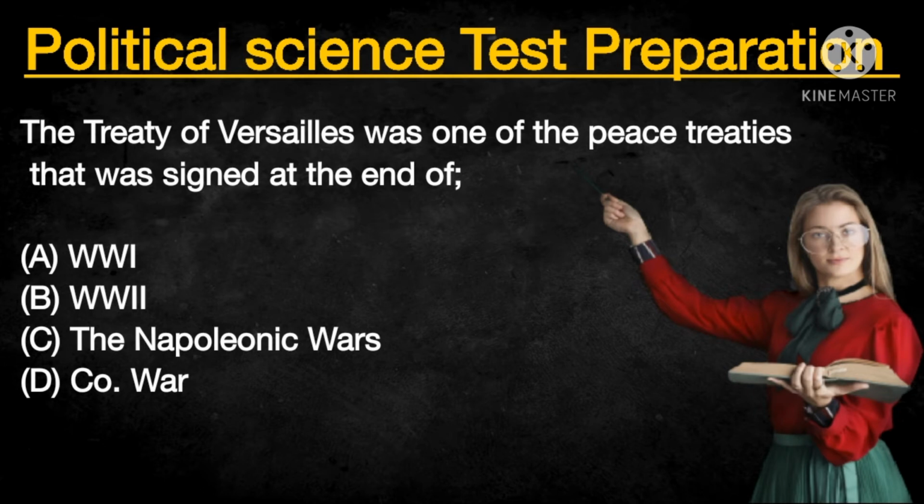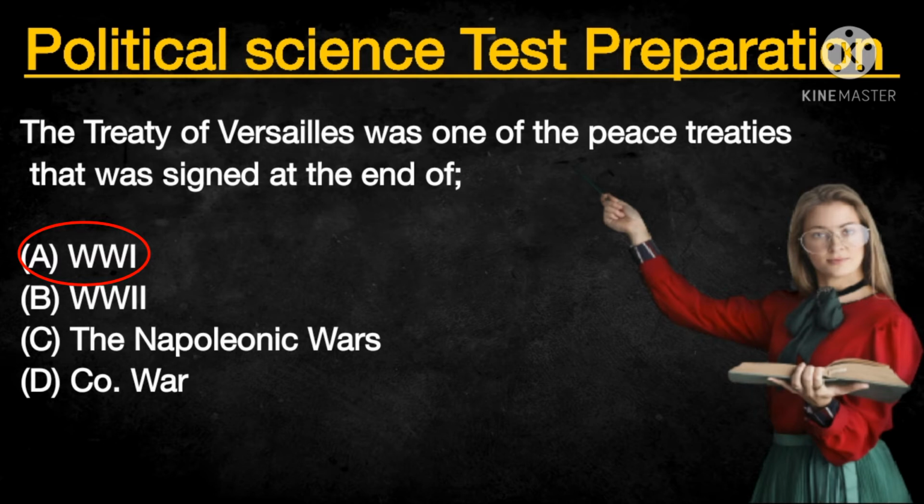Question: The Treaty of Versailles was one of the peace treaties that was signed at the end of A. World War I, B. World War II, C. The Napoleonic Wars, D. Cold War. Its correct answer option A.